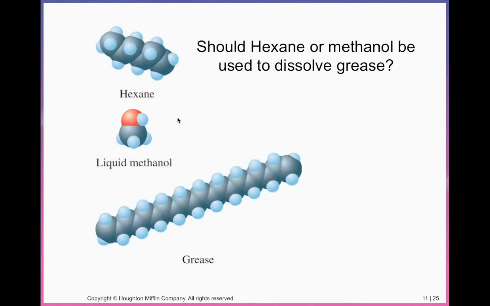Should hexane or methanol be used to dissolve grease? It's going to be the hexane. Why? Because they're both nonpolar. Now you notice that there aren't any oxygen atoms. Here's an oxygen atom in red. There are no oxygen atoms for these two. All they're made up of is carbon and hydrogen atoms. That's going to be nonpolar.